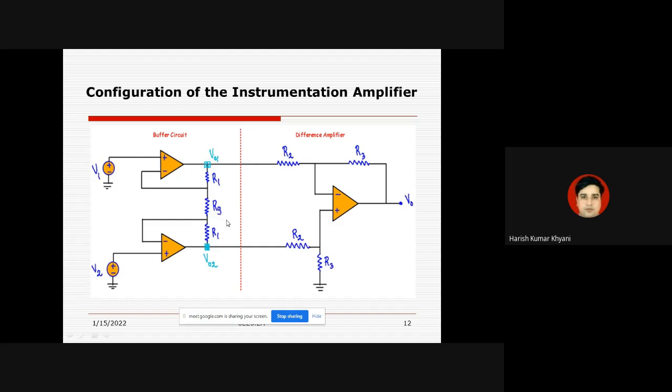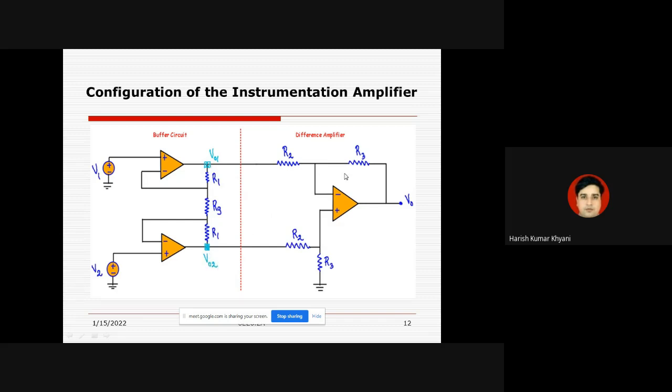Sometimes this RG is also known as gain resistor, because in final conclusion when we derive the expression of this output voltage, or you can say the gain, then you will find that this RG plays a very important role, because when we change this RG then only we can get the variation in the CMRR and its overall gain. Okay, V01 is the output of op-amp 1 and V02 is the output of op-amp 2.